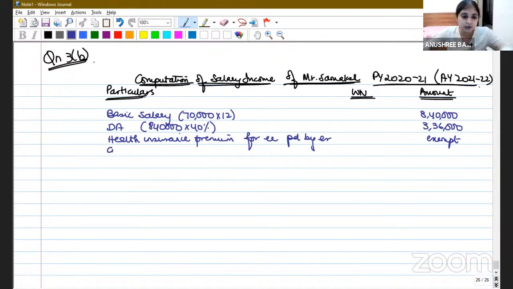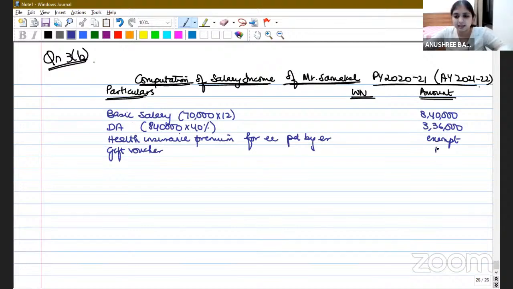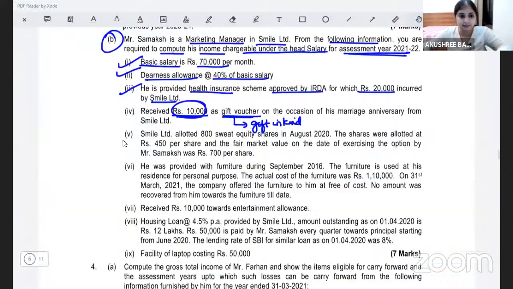So here, gift voucher is nothing but gift in kind. Had it been a cash gift, 5,000 exemption, don't even bother. Had it been a cash gift, fully taxable. If it is gift in kind, you get 5,000 exemption. But here it is 10,000. Let's say I tax the entire 10,000. If you want, you can tax just the excess also. Even that will be fine.